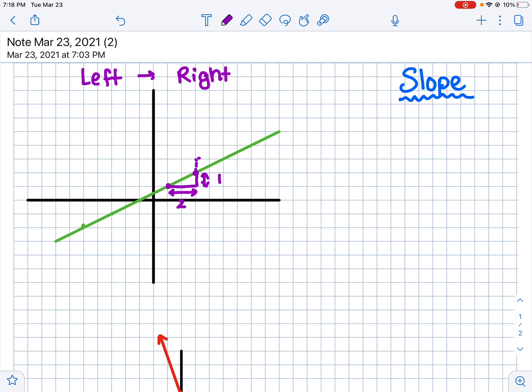So it's going up 1 over 2, up 1 over 2, up 1 over 2. So it's got a constant rate of change, or a constant slope. We use the letter m to represent slope. So m is equal to 1 over 2. And we notice the slope is positive, so it's going up and to the right.